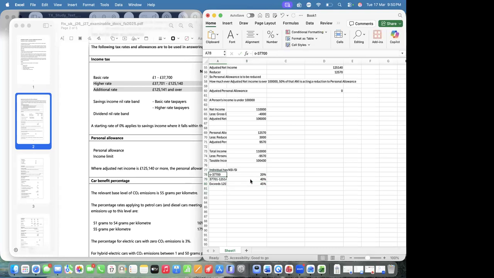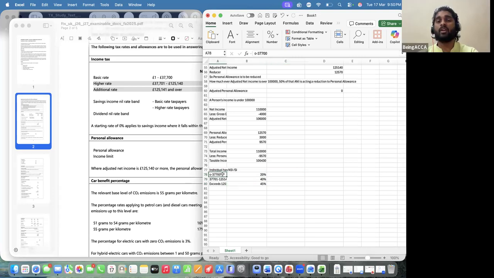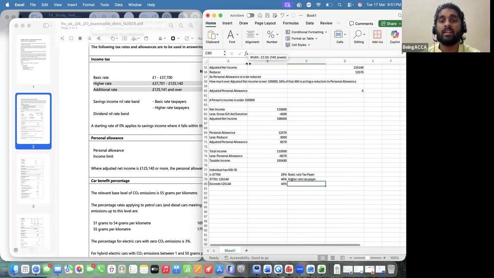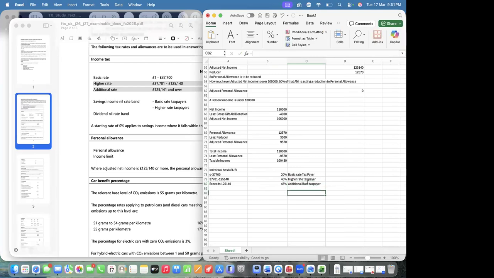So here the individual who falls between 0 and 37,700 is known as a basic rate taxpayer. An individual who falls between 37,701 and 125,140 is known as a higher rate taxpayer, and the individual who exceeds 125,140 is known as an additional rate taxpayer. Okay. Yes, sir. So how does this work?